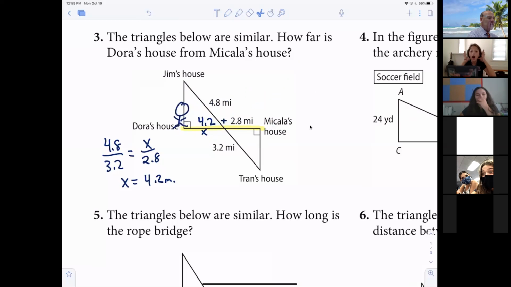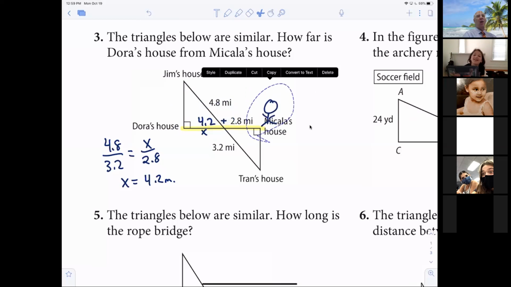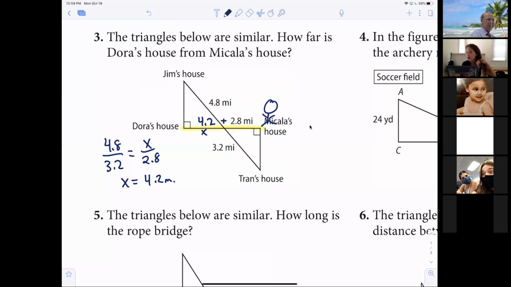Not 4.2, because 4.2 is this distance. So you have to add the... Oh, now everybody knows. 4.2 plus 2.8 is how much again, Miss Appleton? 7 miles. That is correct. So the problem with the test is that people don't read. They think they know. You think you know, but you don't. You have to read the question carefully.